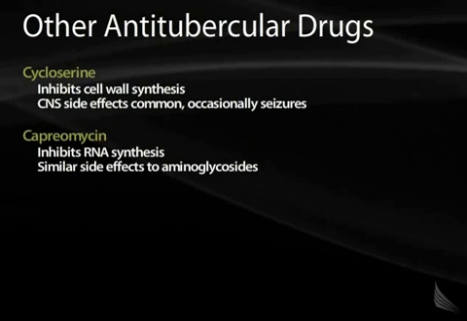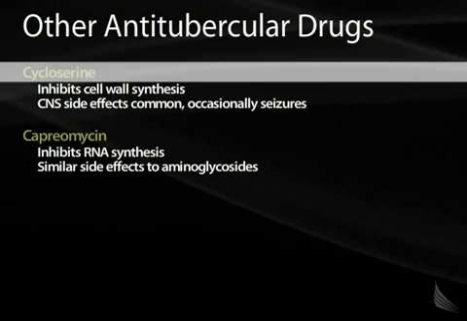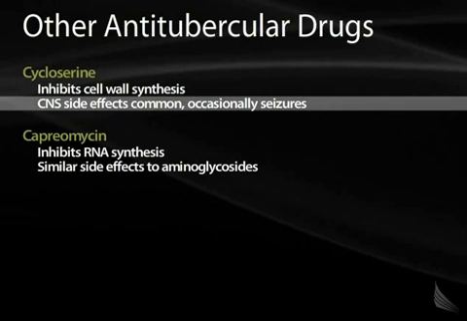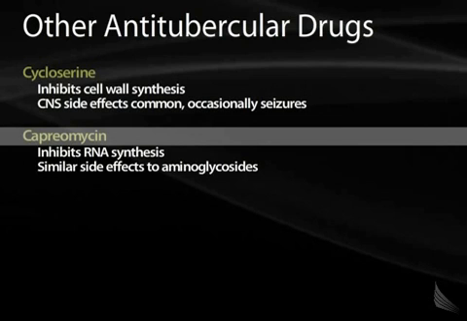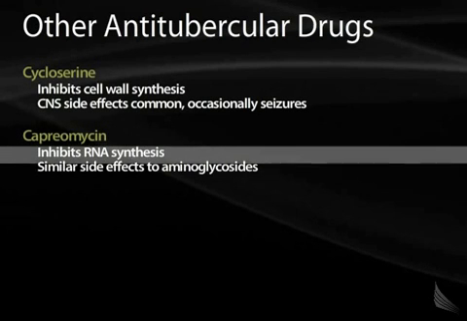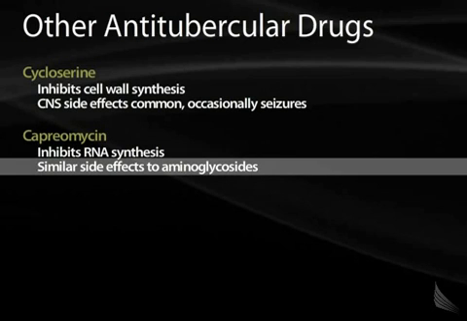Some other antitubercular medications that are less commonly given are cycloserine, which is used to inhibit mycobacterial cell wall synthesis. It, however, has multiple side effects, including seizures. Capreomycin is also able to inhibit RNA synthesis, and it has similar side effects to aminoglycosides. These are much less commonly given than the other antitubercular medications we already talked about.